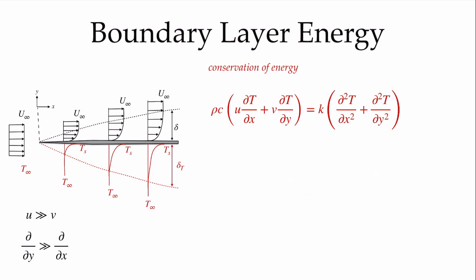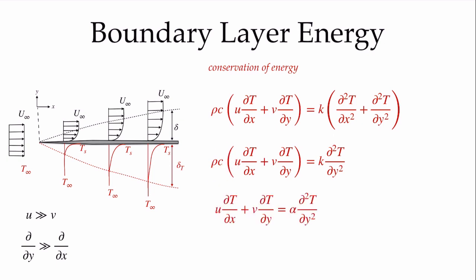If we repeat the same process for the conservation of energy equation, it's very similar to the x momentum equation. The changes in temperature with respect to x are the only term that simplify here. And so we get this equation here. And again, it's quite common to divide through by the volumetric heat capacity here in order to introduce the thermal diffusivity into our equation here.